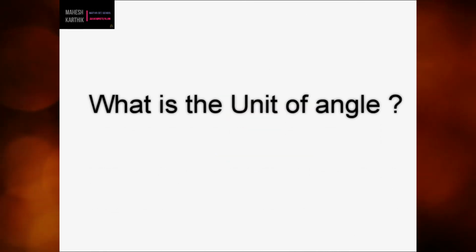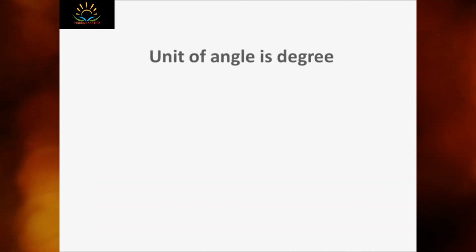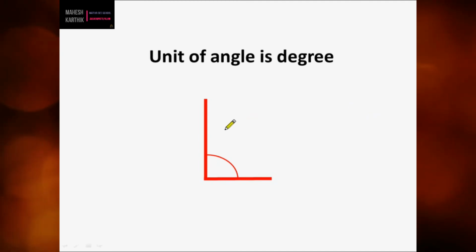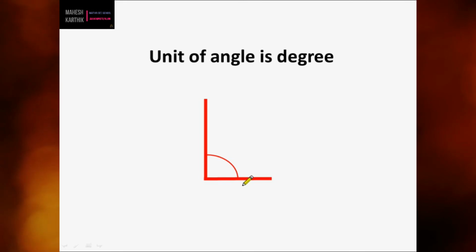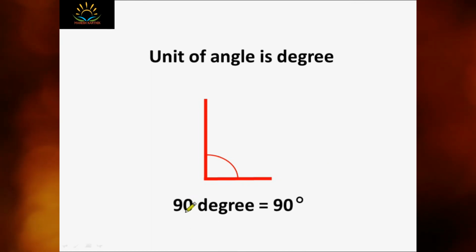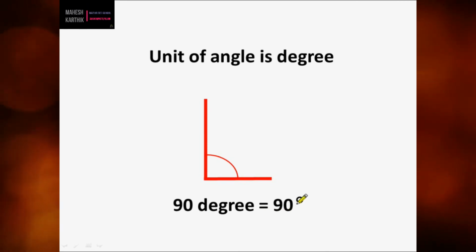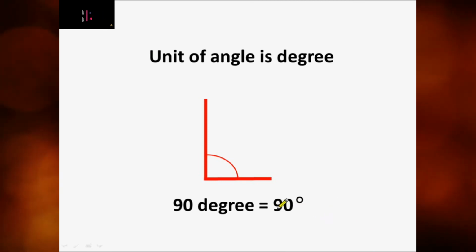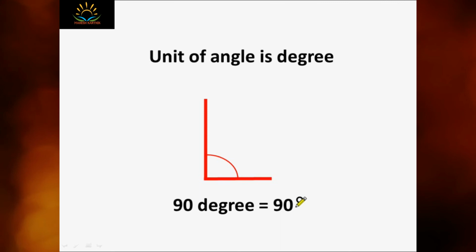Now, what is the unit of angle? The unit of angle is degree. And how is it written? Let us see with an example. Here, the two lines are at 90 degrees or at right angle. Now, how do we write 90 degrees? See, 90 degrees is written as 90 with a small circle put on the topmost side, the right side. So 90 degrees is written as 90 and a small circle on the rightmost top side.